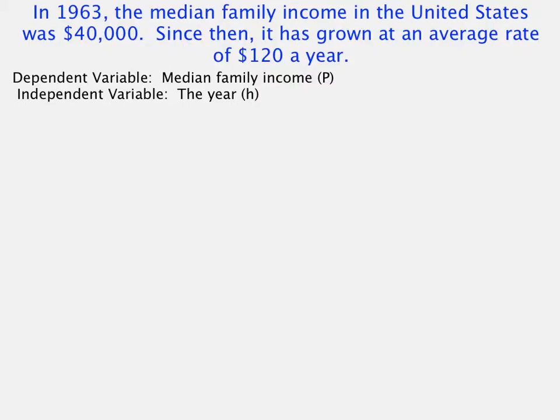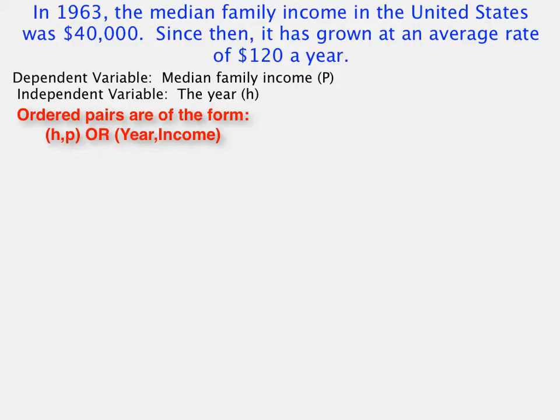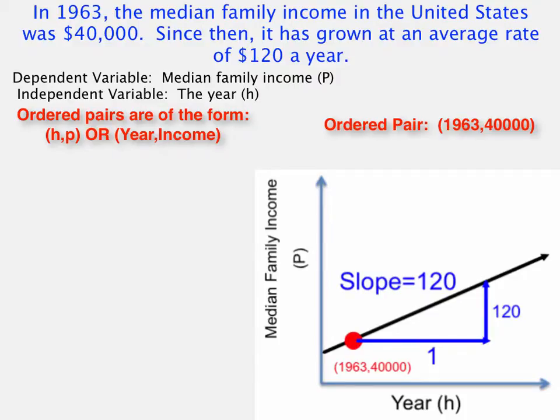Alright, in this case, we're looking for an ordered pair, H, P, the year and what the median family income was in that year. And we definitely have that information. In 1963, the median family income was $40,000. So we can create the ordered pair 1963, 40,000. Note that since the median family income has grown at the same average rate every year, that means if we were to graph it, it would be a line. So we can use a linear equation to model it.